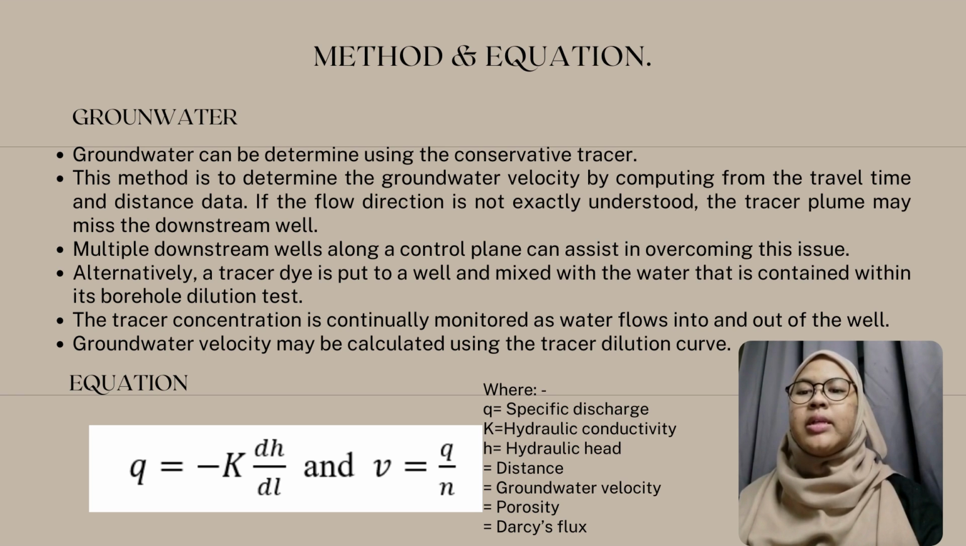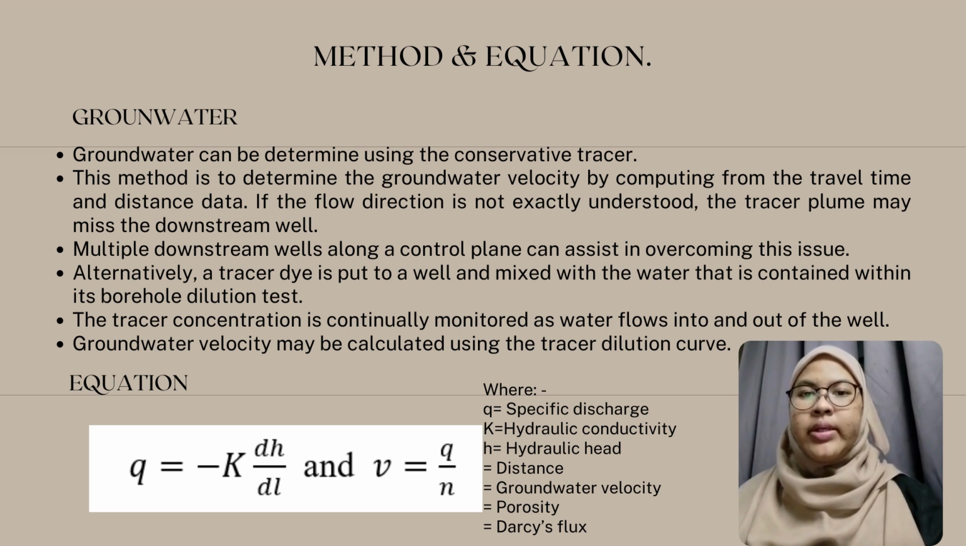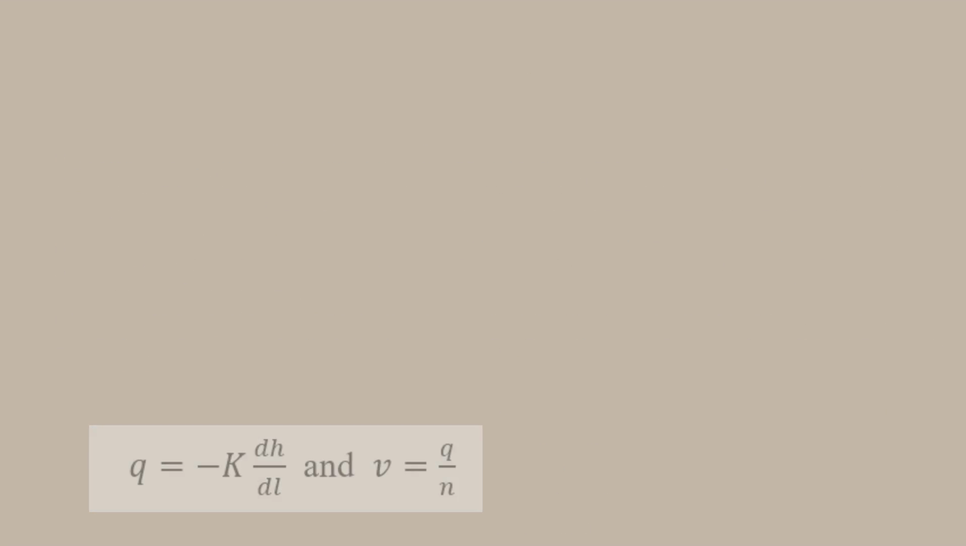Alternatively, a tracer dye is put into the well and mixes with the water contained within the borehole dilution test. The tracer concentration is continually monitored as the water flows into and out of the well. Groundwater velocity may be calculated using the tracer concentration curve. The equation used is the Darcy's law equation. Thank you.